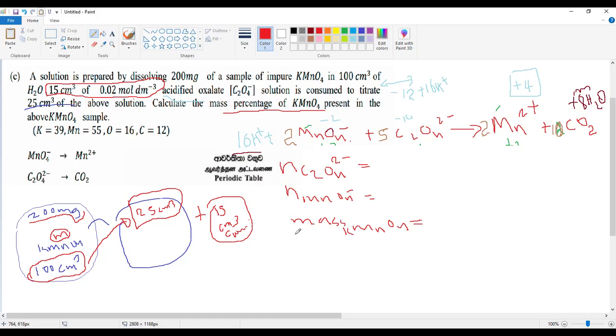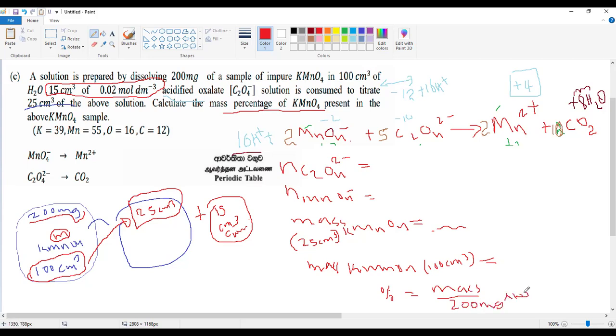But this mass, you have to remember, is for 25 cubic centimeter, but our sample is in 100 cubic centimeter. Therefore, to get the mass of KMnO4 in 100 cubic centimeter, you have to multiply the above mass. After that, you can find the mass percentage as mass of KMnO4 over the total mass, which is 200 milligram, into 100% will give you the mass percentage.